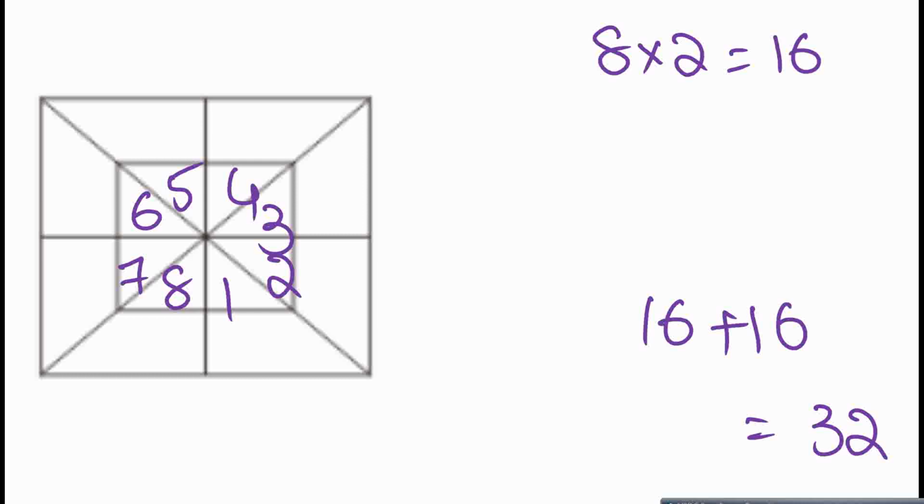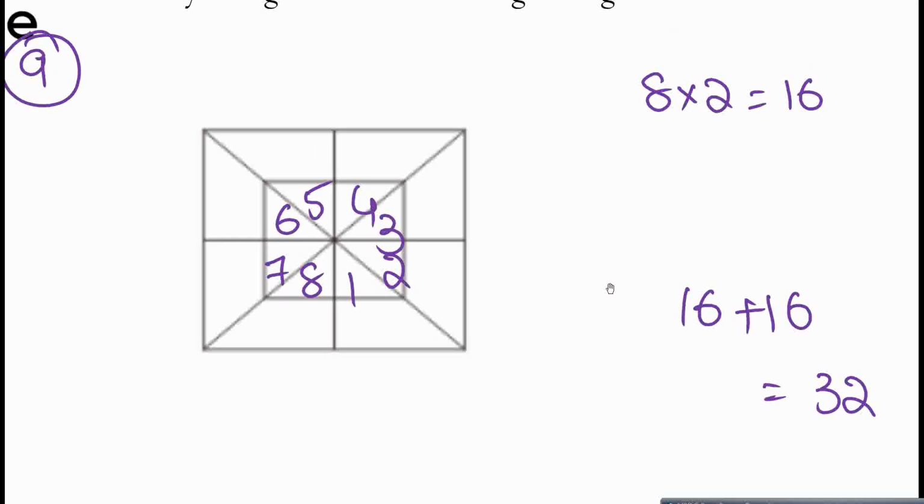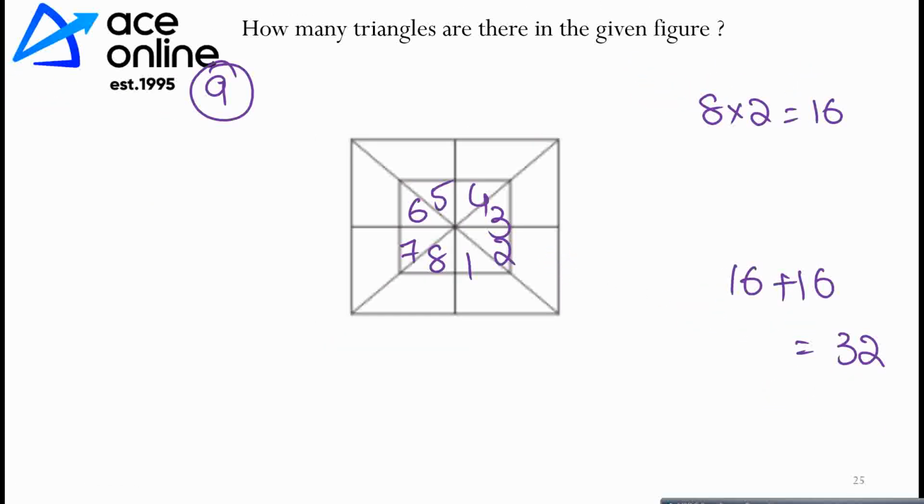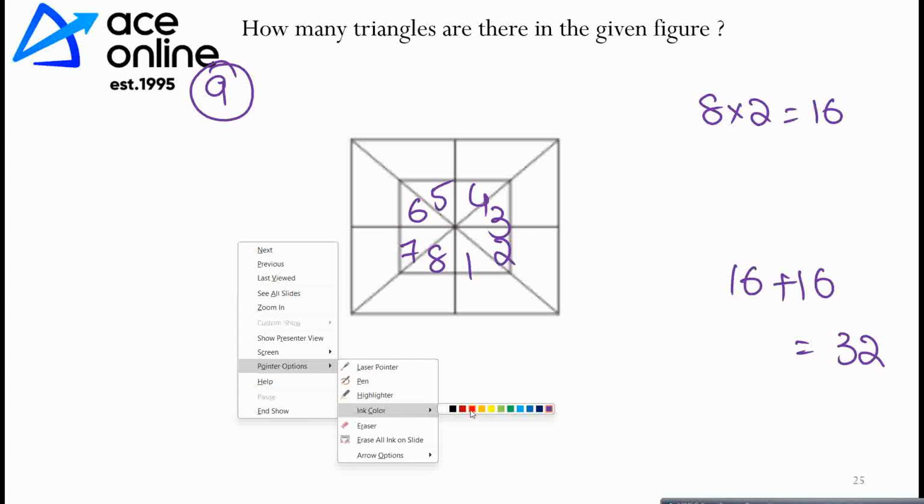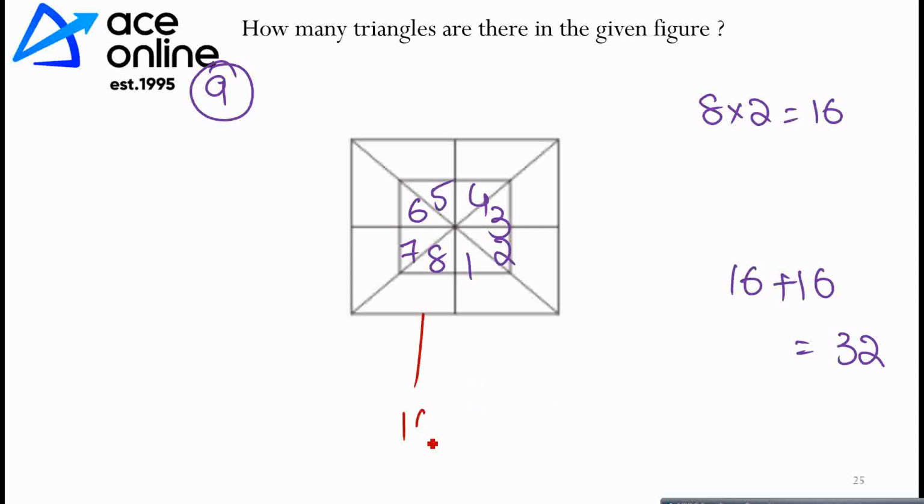So write 1 to 16. Next 16 is because of what? Second 16 because of the outer layer. So for better clarity, I'll mention here itself. First 16, second 16. This 16 is because of outside, this 16 is because of inside. 16 plus 16, 32.